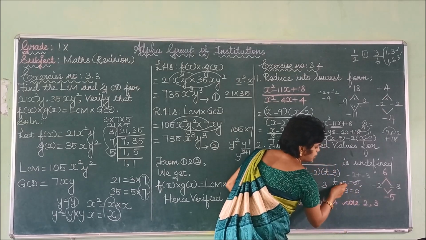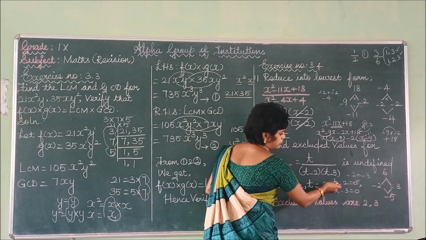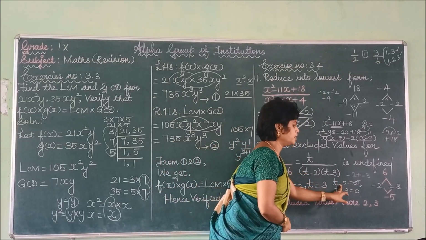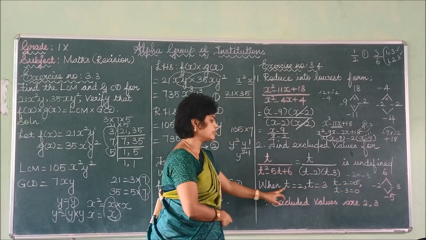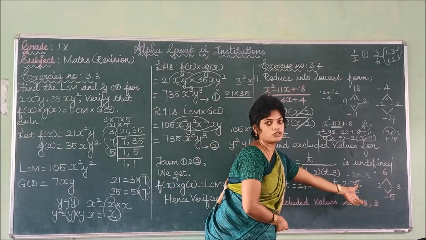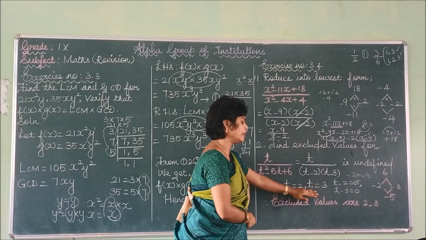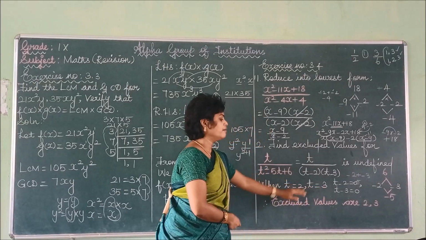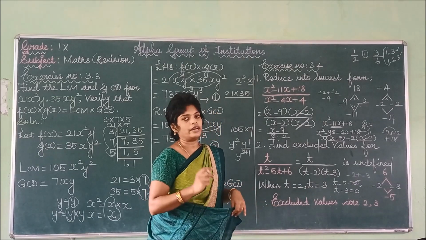So if you move the variable to one side and the number to the other side, t can be kept here itself. This minus 2 goes to the right hand side, that is positive 2. t minus 3 equal to 0. This negative 3 goes to that side, it will be positive. So what are the values? t equal to 2 and t equal to 3. So those values are called excluded values.